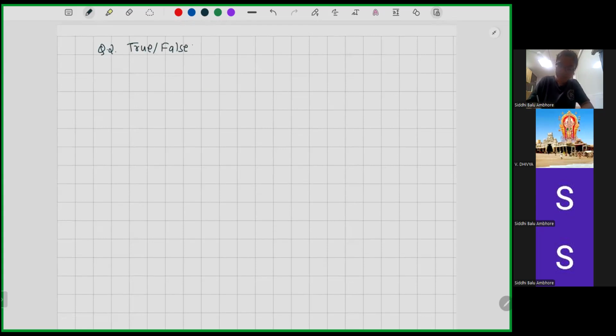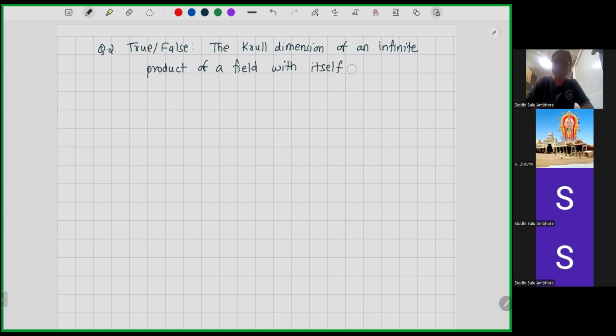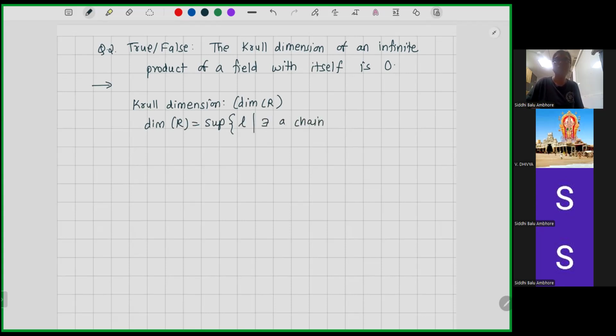Okay, and so now we are moving to the next question. True or false again. We are asked that the Krull dimension of an infinite product of a field with itself is 0. Krull dimension is denoted by dim R. So the dimension of R is the supremum of all those l such that there exists a chain of prime ideals P0 contained in P1 contained in ... contained in Pl in R. So it is the supremum of all those proper chains.